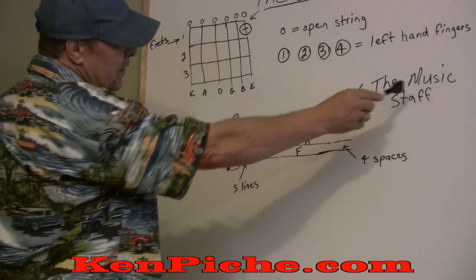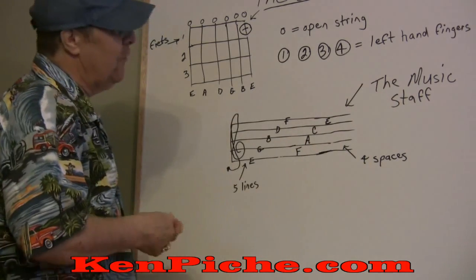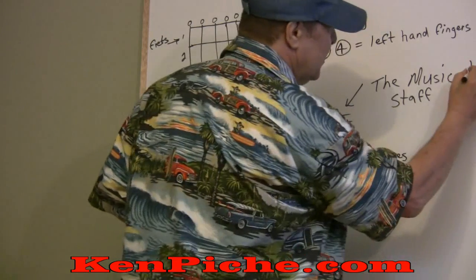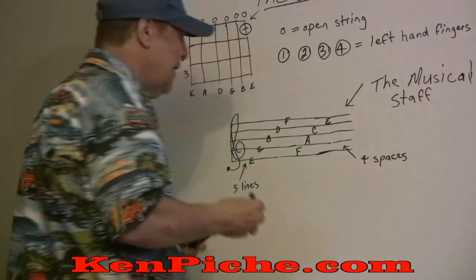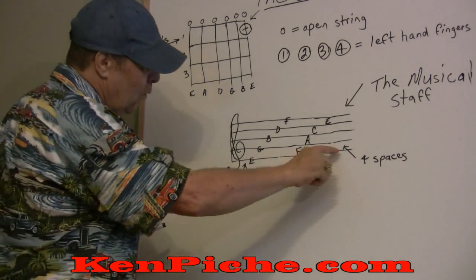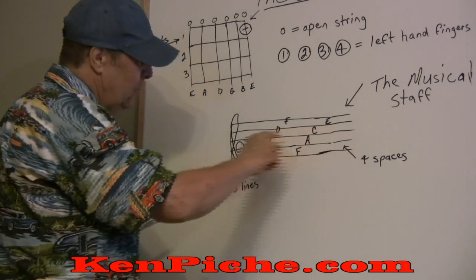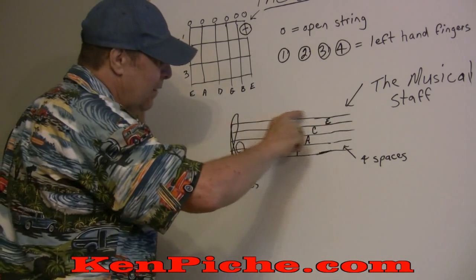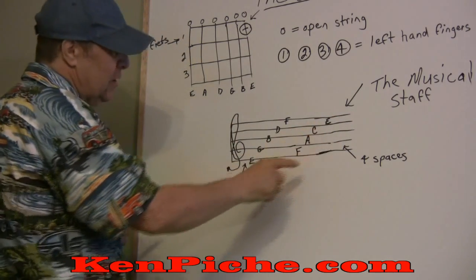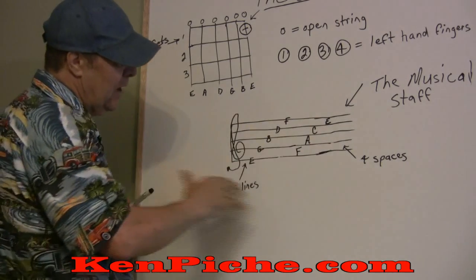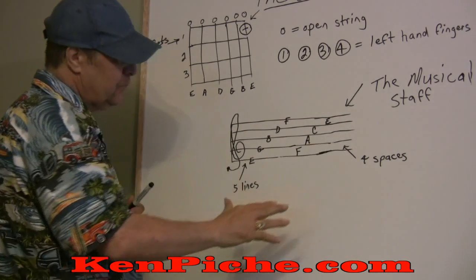This is called the music staff, or the musical staff if you want. Now the musical staff is made up of 5 lines and 4 spaces. This is line 1, line 2, line 3, line 4, and line 5. This has nothing to do with the strings on the guitar. That's called the musical staff. This will apply to all instruments.